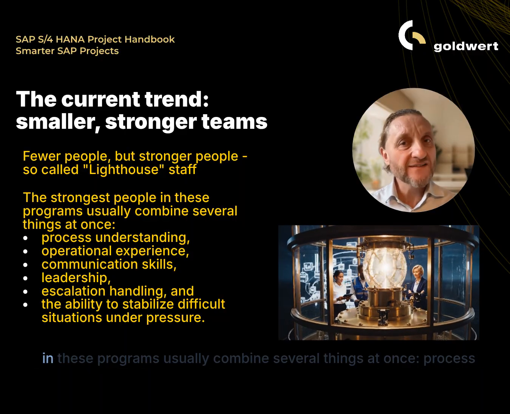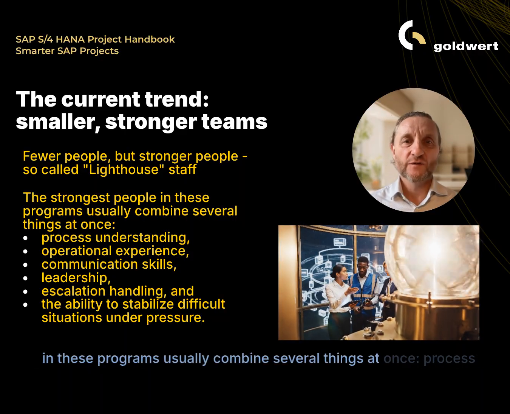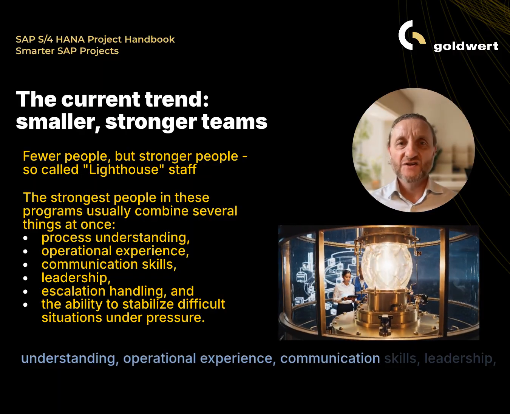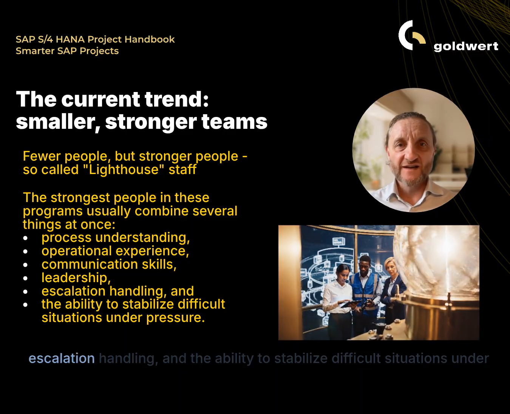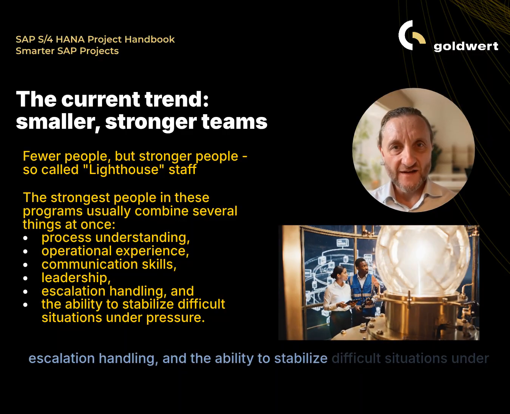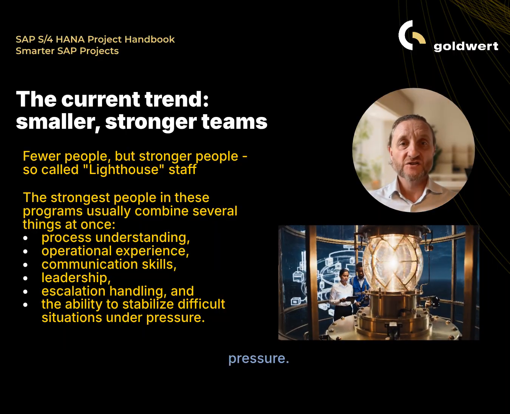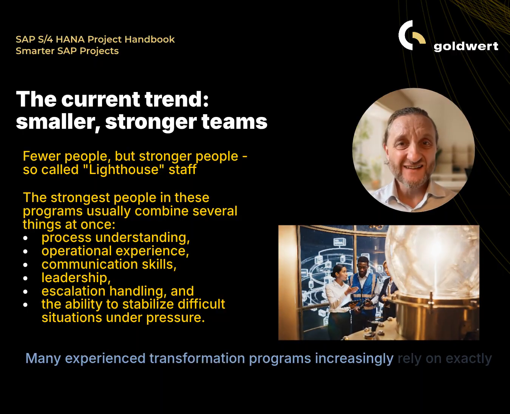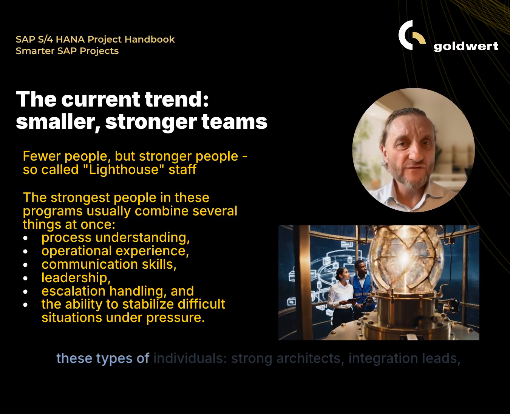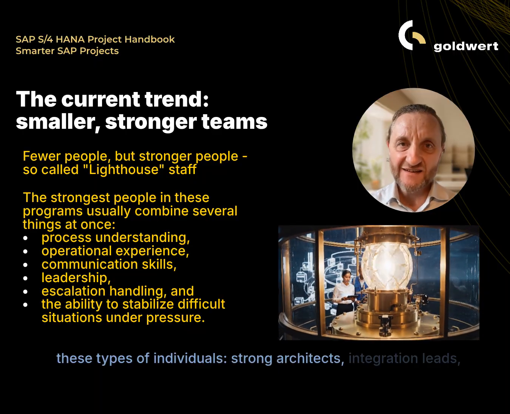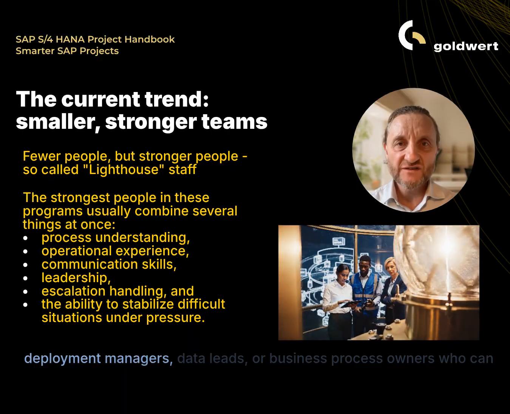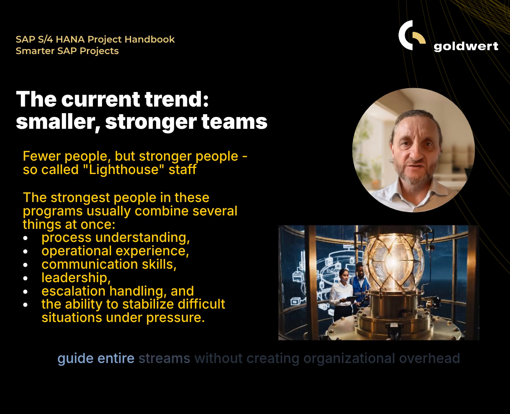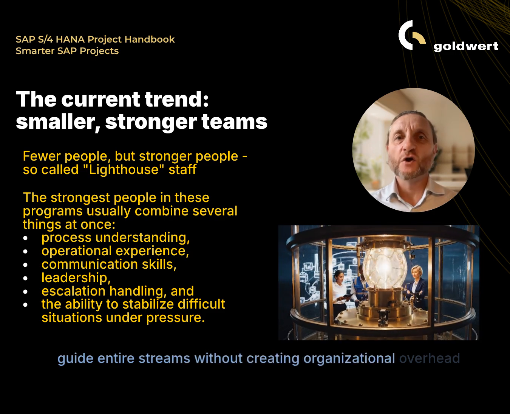The strongest people in these programs usually combine several things at once: process understanding, operational experience, communication skills, leadership, escalation handling, and the ability to stabilize difficult situations under pressure. Many experienced transformation programs increasingly rely on exactly these types of individuals: strong architects, integration leads, deployment managers, data leads, or business process owners who can guide entire streams without creating organizational overhead everywhere.